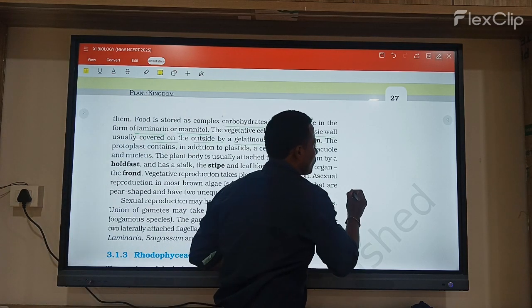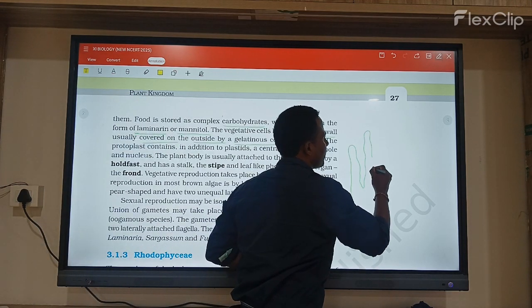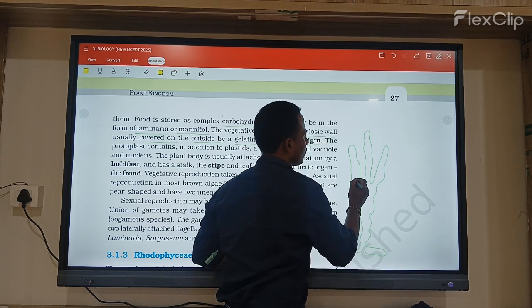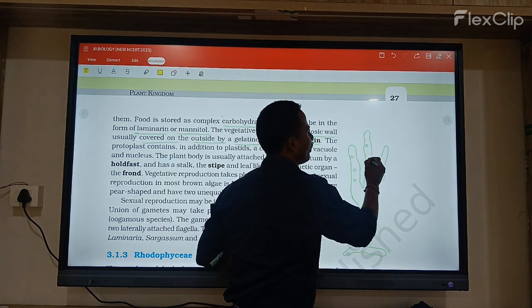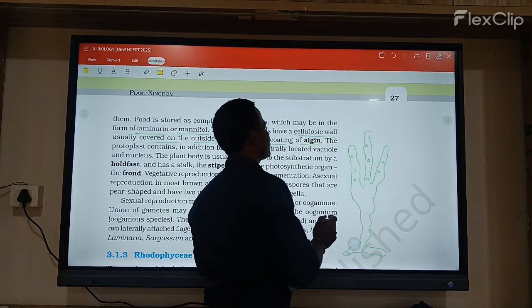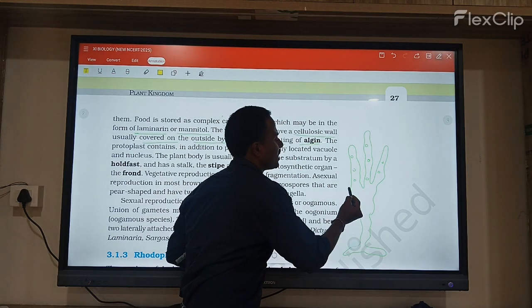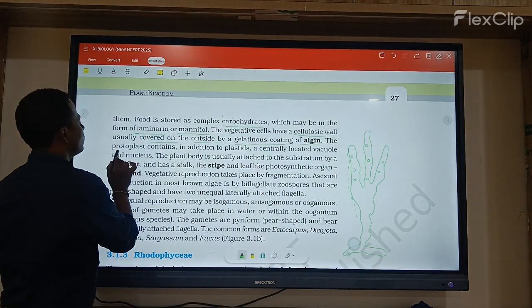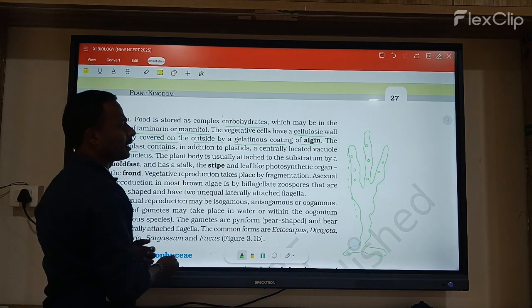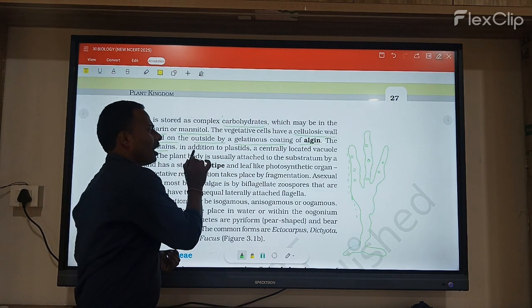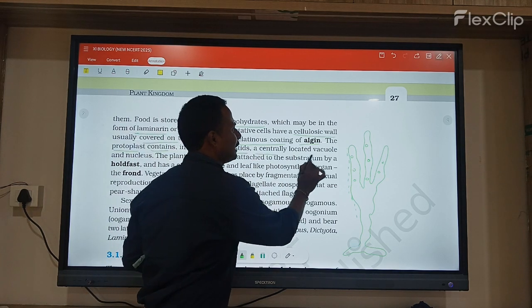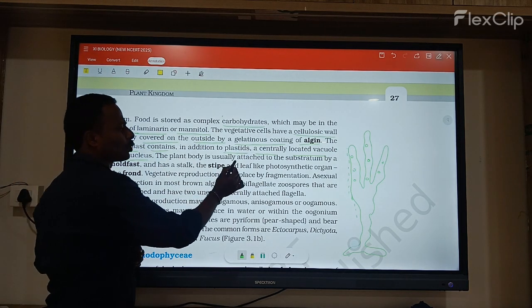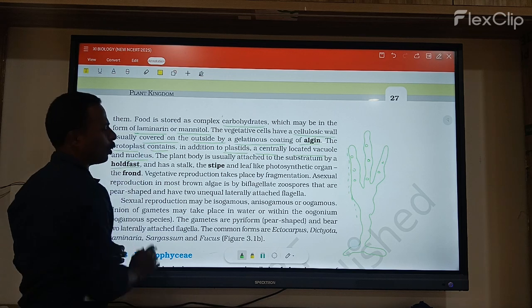For example, I am taking one Phaeophyceae member. In these members, the outer side is made up of a gelatinous sheet, which is algin. The protoplast is contained inside. In addition to the plastids and a centrally located vacuole, a nucleus is present. The plant body is usually attached to the substratum by a holdfast.